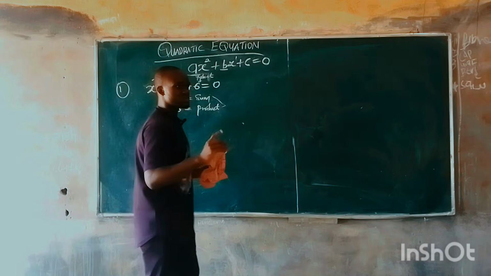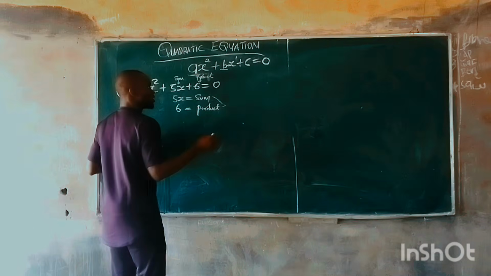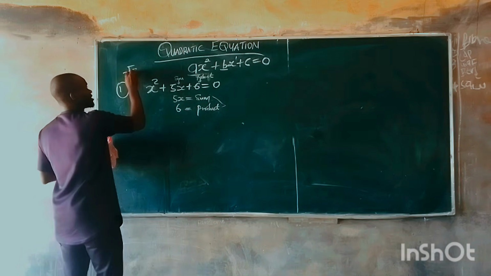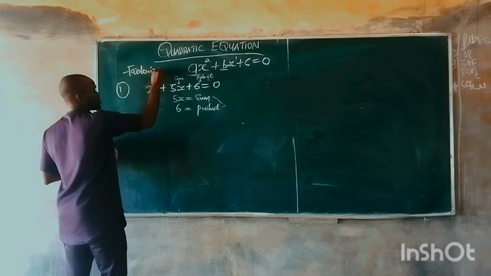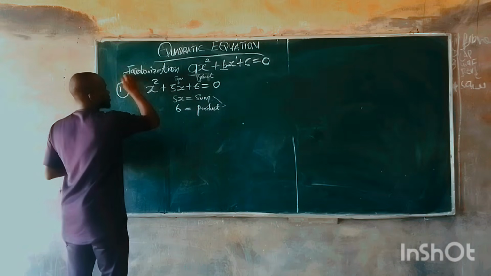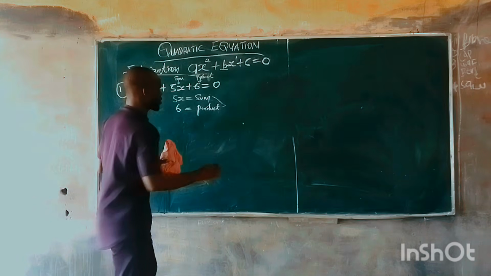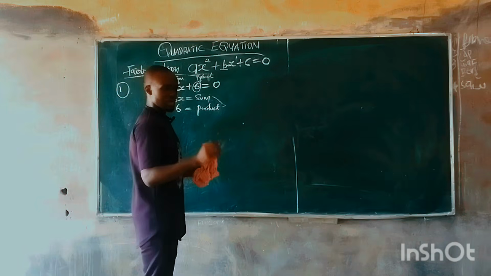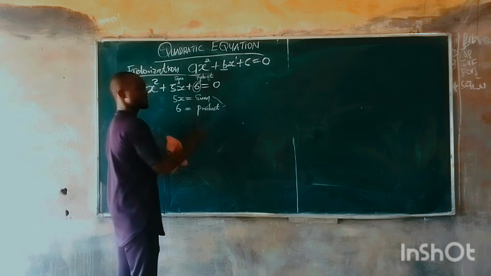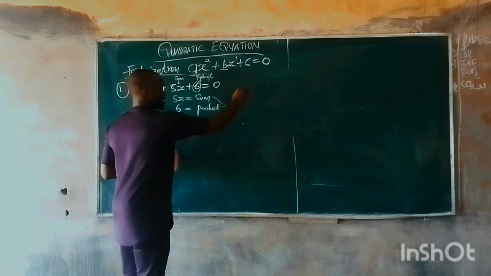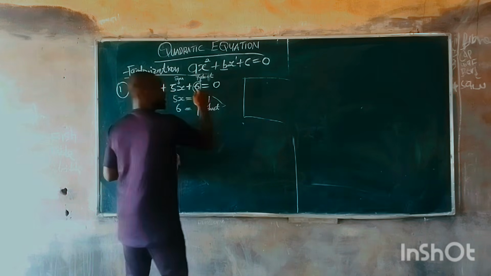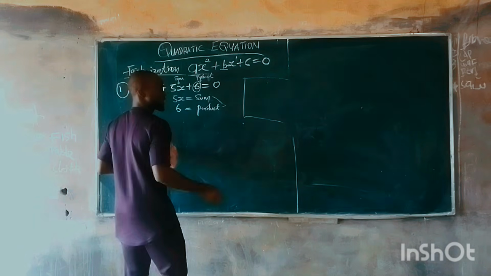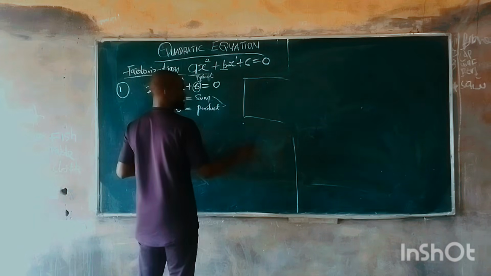Now, why did I say sum and product? Like we said, we are learning under the factorization method. Under the factorization method, we are first of all going to find the factors of the constant. That's the first thing to do. After setting up the sum and the product, we find the factors of the product. Remember I told you that we should assume the constant as the product. So, what are the possible factors of 6?